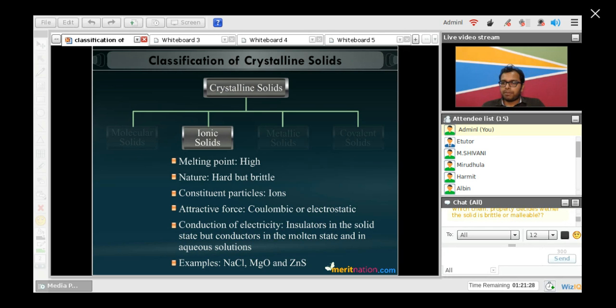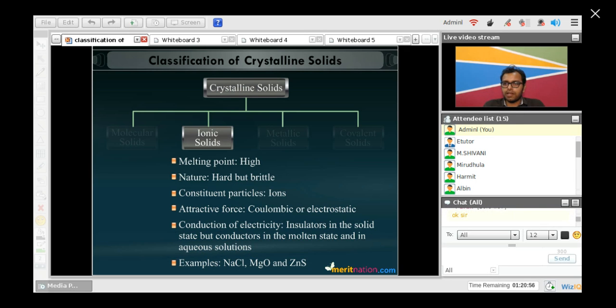Which chemical property decides whether a solid is brittle or malleable? Brittleness and malleability are not chemical properties, they are physical properties, right? Similarly, ductility and malleability are not chemical properties, they are physical properties. Okay.